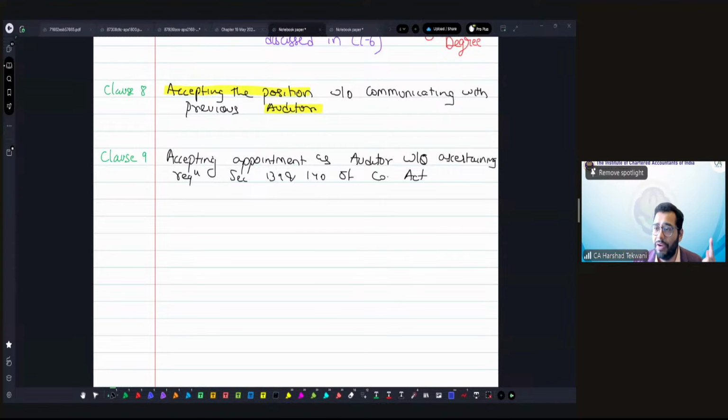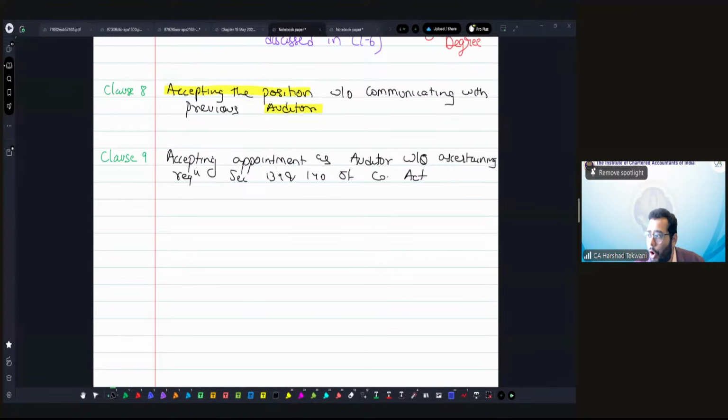Why 141? Because 139 or 140 will require you to comment upon the disqualification. So I may write 139 and 140, but hidden you have a 141 also within them. Most of us understand it's only 139. It's nothing further than 139 and 140. 141 is not there, but it is not the case.